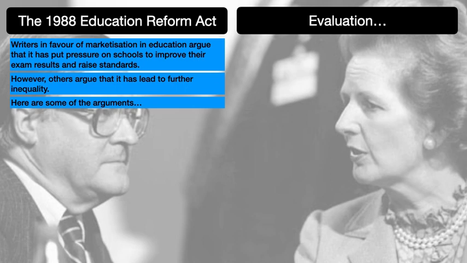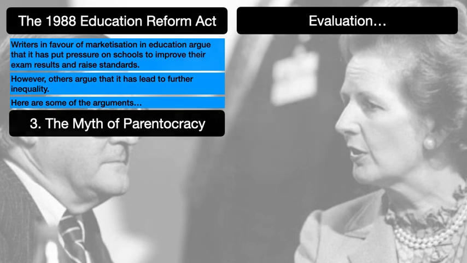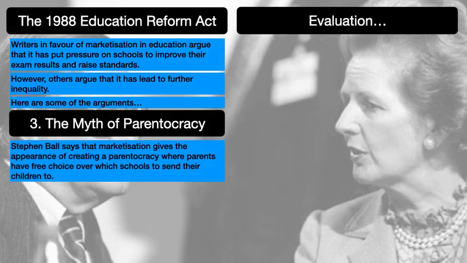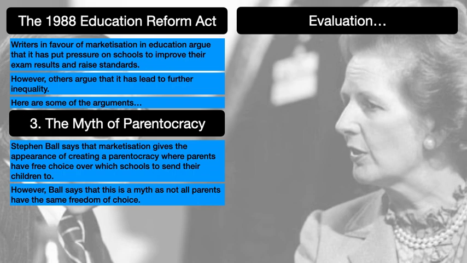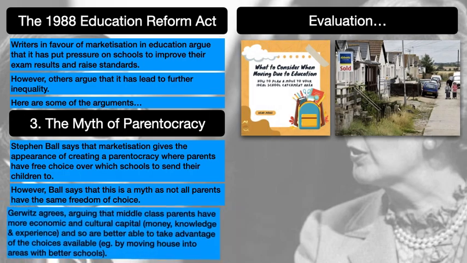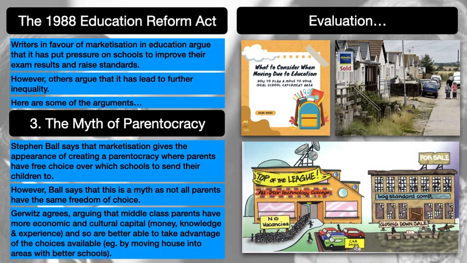The third evaluation point is what Stephen Ball refers to as the myth of parentocracy. He says that marketisation gives the appearance of creating parentocracy, where parents have a free choice over which schools to send their children to. However, he says this is a myth, as actually not all parents have the same freedom of choice. And again, much of this comes down to class inequalities.